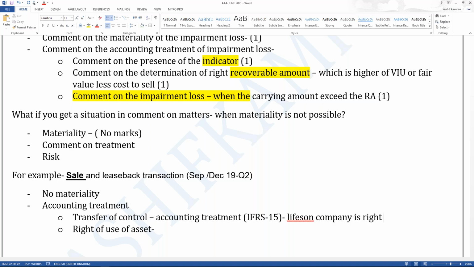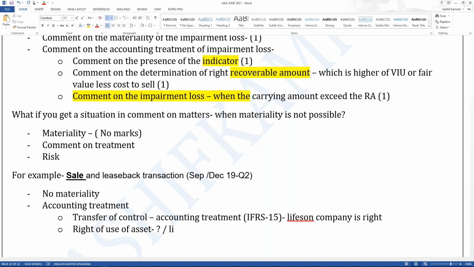To justify that, you need to write the accounting treatment of transfer of control and then say that the accounting treatment adopted by Lifeson company is perfect. But have they recognized the right of use of asset? Because it's a sale and lease back transaction. Should they recognize the right of use of asset? And I think the question is silent on that.